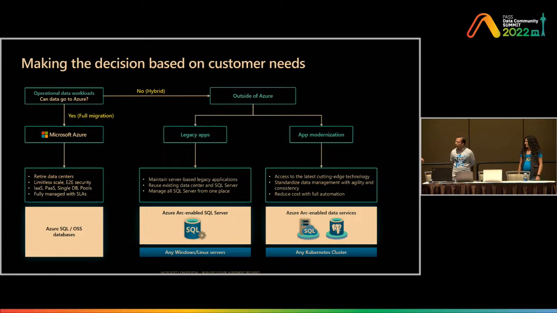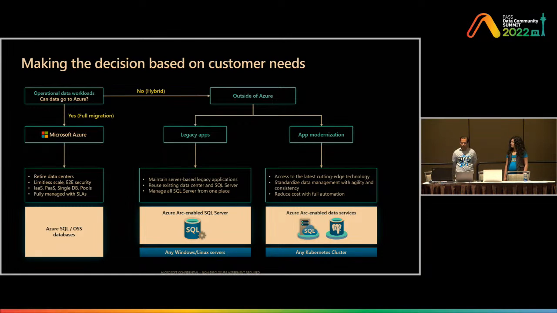So Arc enabling SQL Server is as simple as running an AZ command or downloading a script, and you can do this at scale. Some of our customers are Arc enabling hundreds of servers in an hour. You just run the script at scale, and it just connects these SQL servers to Azure. You go to your Azure portal, you see the SQL Server show up in your resource group.